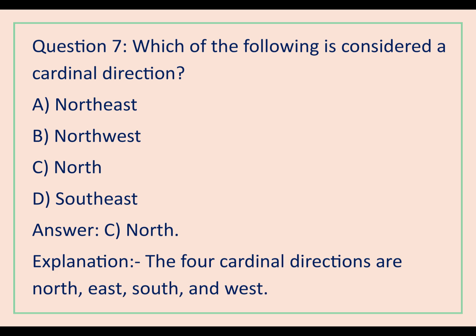Question 7. Which of the following is considered a cardinal direction? A. Northeast. B. Northwest. C. North. D. Southeast. Answer. C. North. Explanation. The four cardinal directions are north, east, south, and west.